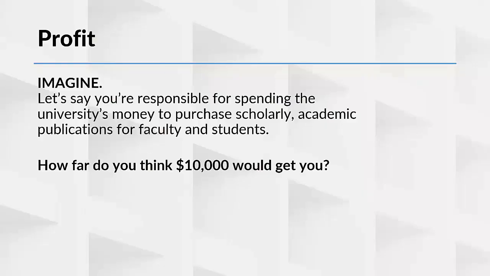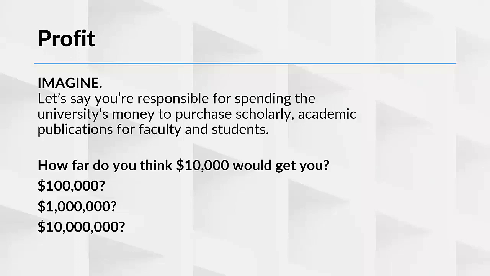So imagine you're responsible for spending the university's money to purchase scholarly and academic publications for faculty and students. How far do you think $10,000 would get you? You don't have to answer, it's a rhetorical question. $100,000? $1 million? $10 million. $10 million is probably closest to what it is in reality here at the U of M.